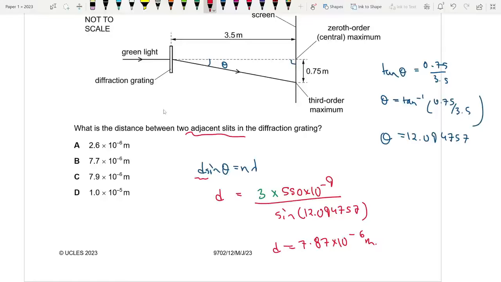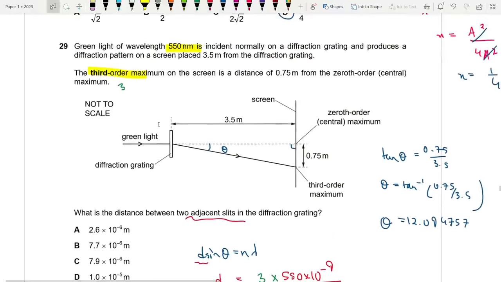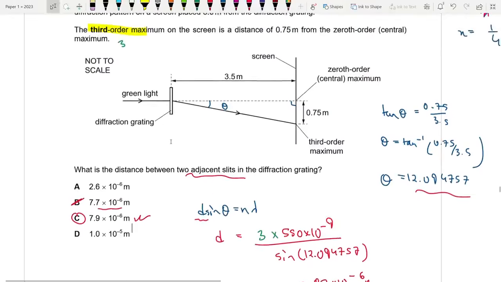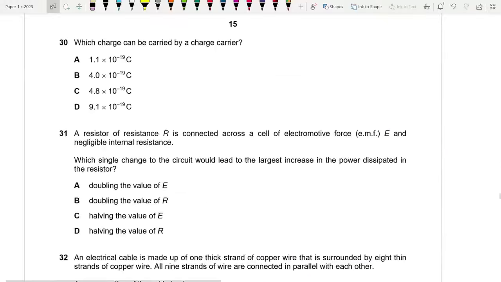So which one is that? So yeah, that is C, 7.87, which is rounded off to 7.9 into 10 to the power minus 6. See, if you didn't use the accurate angle, you would end up with the wrong answer maybe. So that is why you have to use the exact answers, carry them forward using your calculator. Okay. Question 30.